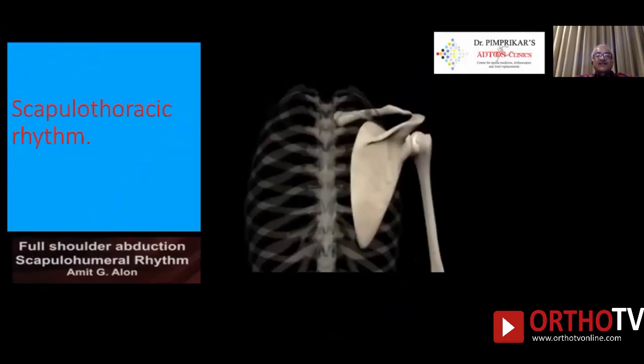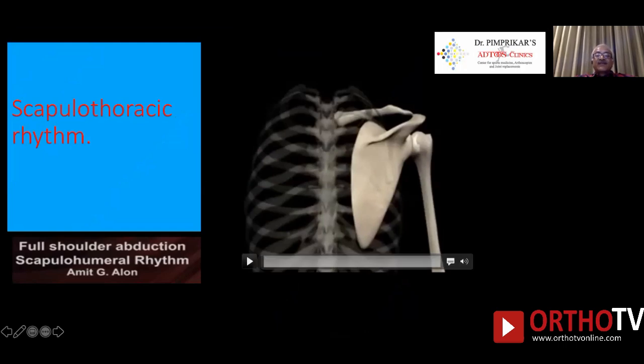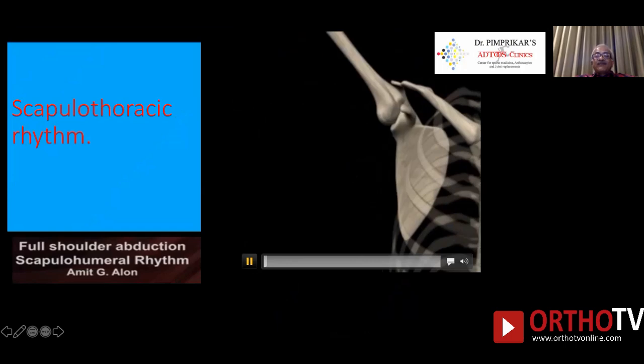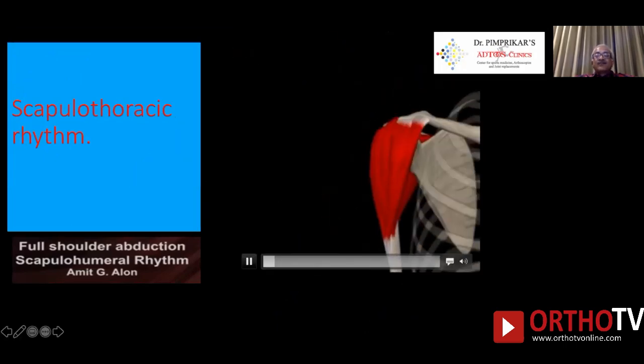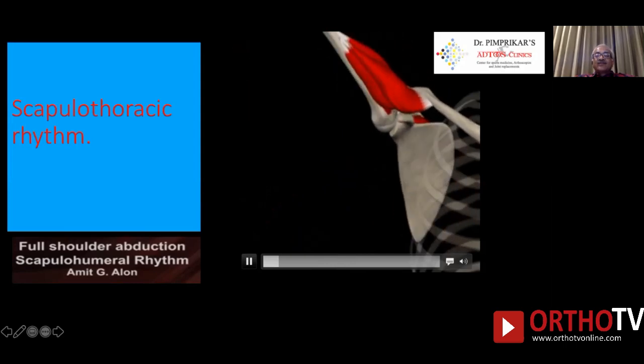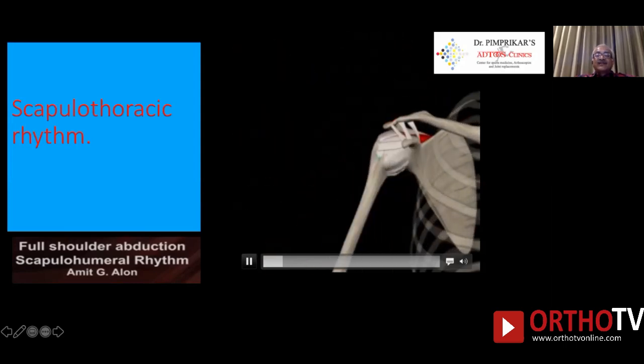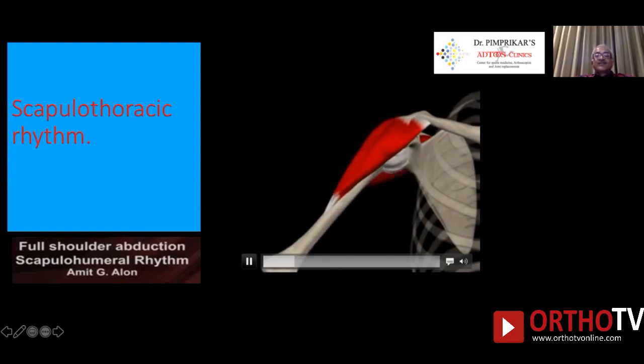The scapulothoracic rhythm is the next thing one needs to look for, and it is by far one of the most important things to see. As we have been talking, when you see abduction, it is not only glenohumeral movement, it is the scapula moving, it is the AC moving, it is the SC moving, and when it crosses beyond 90 degrees, you see that the shoulder moves into external rotation.